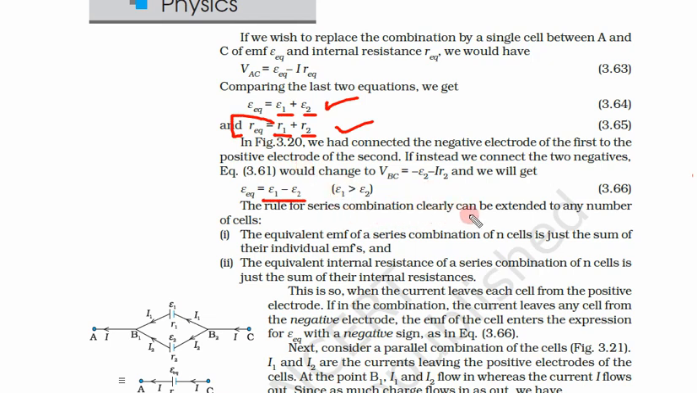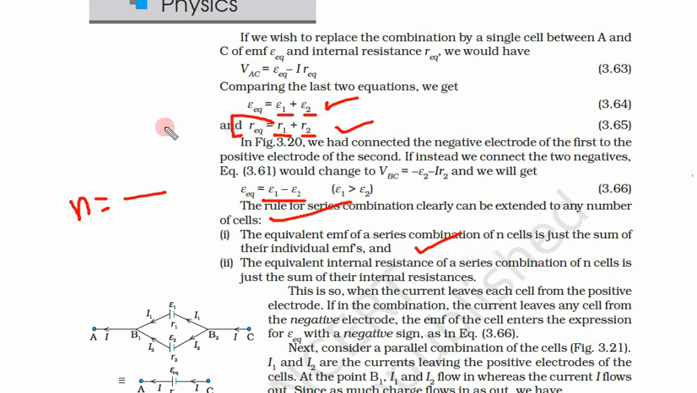Similarly, this series combination can be extended to any number of cells. So similar to resistance, we can extend this to any number of cells. The equivalent EMF of a series combination of n cells, here we took 2, let us take n to be a large number, is just the sum of their individual EMFs. So epsilon 1 plus epsilon 2 plus, up to epsilon n. The equivalent resistance of a series combination of n cells is just the sum of their internal resistances. Again R1 plus R2 plus and so on.